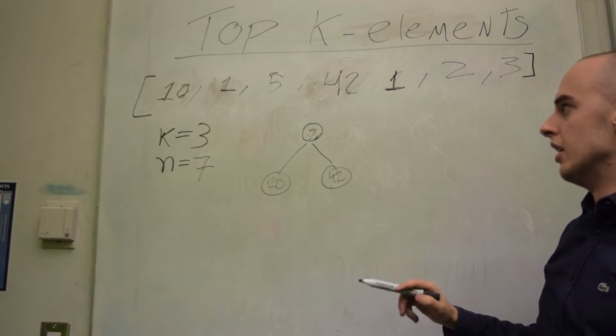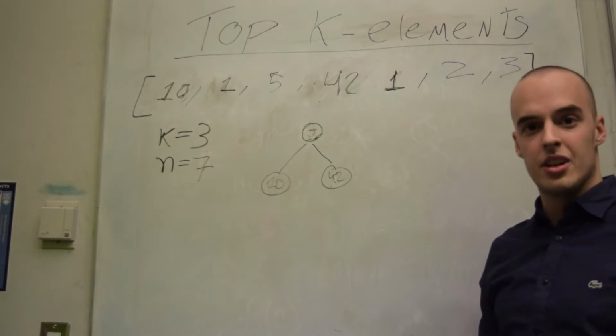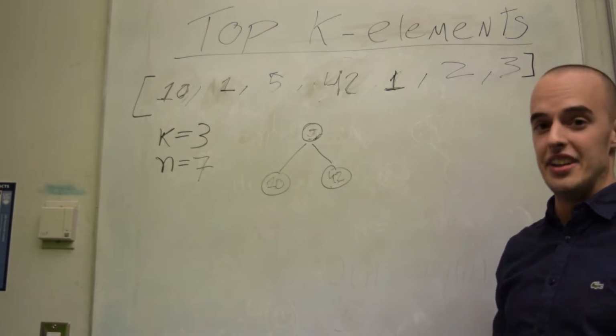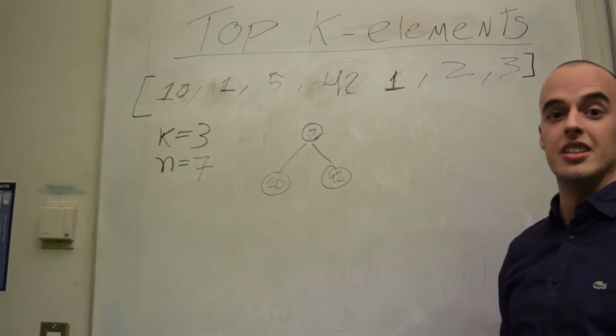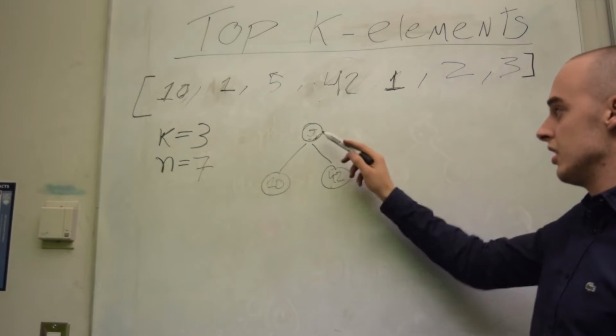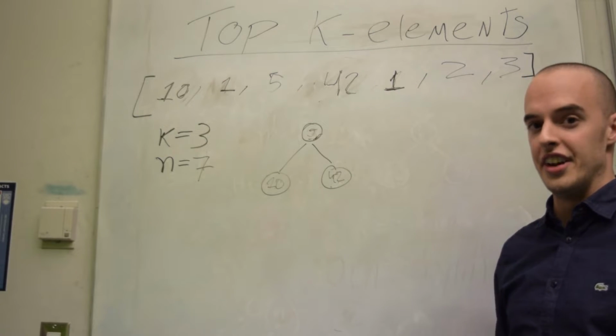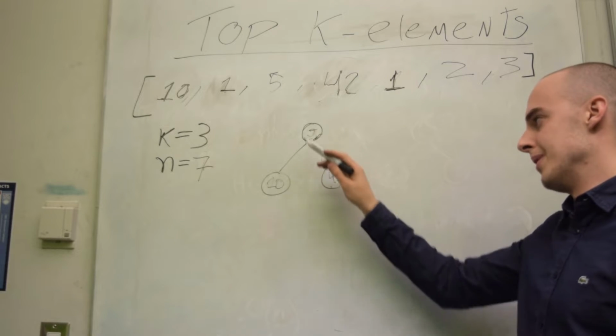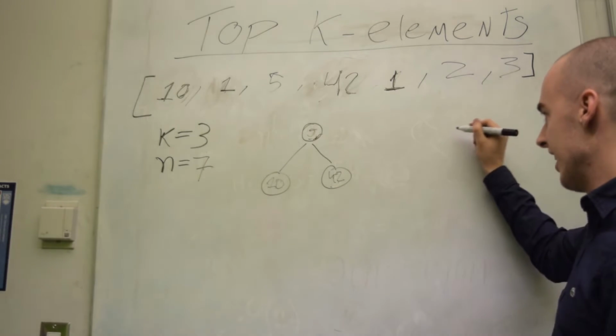We compare it with 1. 1 is still smaller, so we don't have to do anything. 2 is still smaller, don't have to do anything. 3 is still smaller than 5, don't have to do anything. For every single one of the replacements that we had, it took log k time.